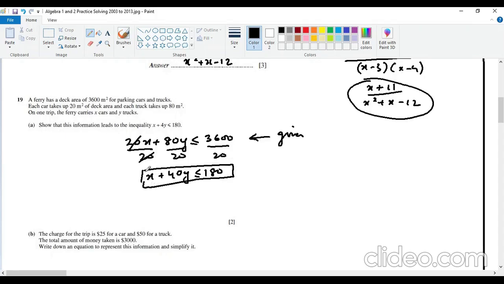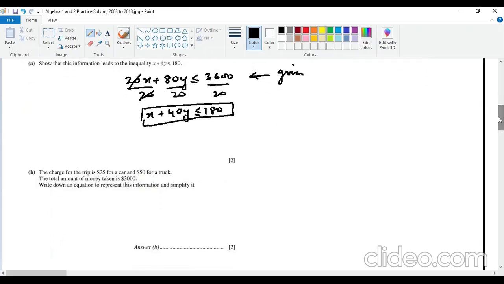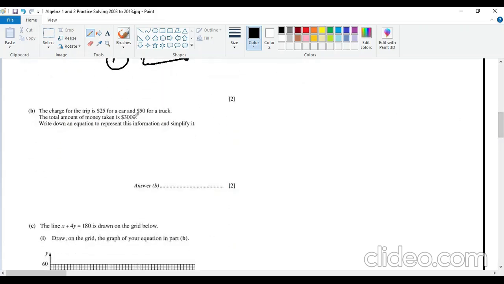Now, for this one, you'll get 2 marks. Working must be seen, and one mark for this one, and 1 mark for writing this. Next comes: the charge for the trip is $25 for a car and $50 for a truck. The total amount of money taken is $3,000. Write an equation to represent this information.